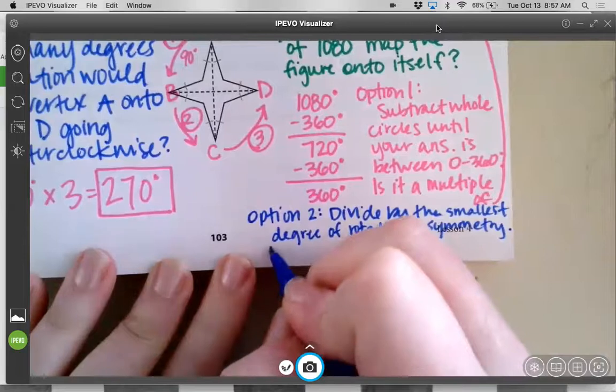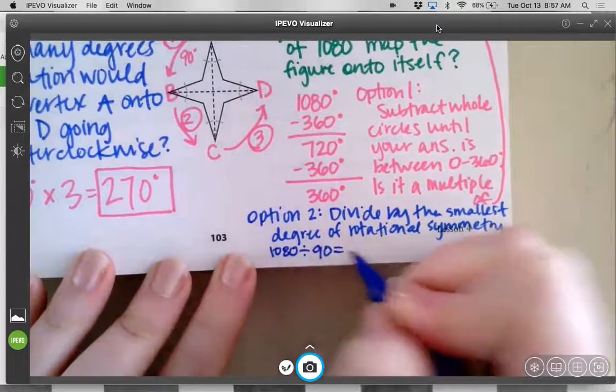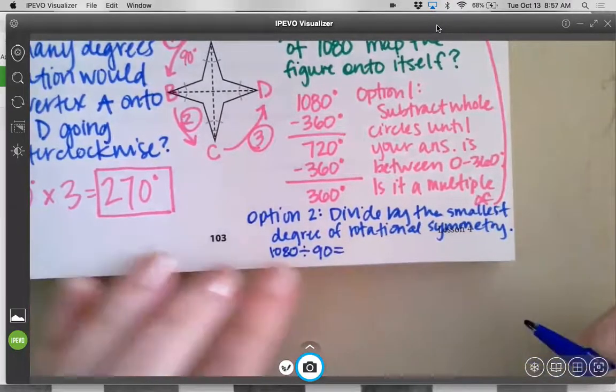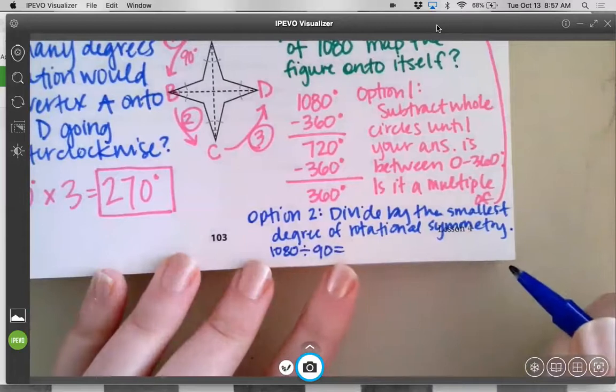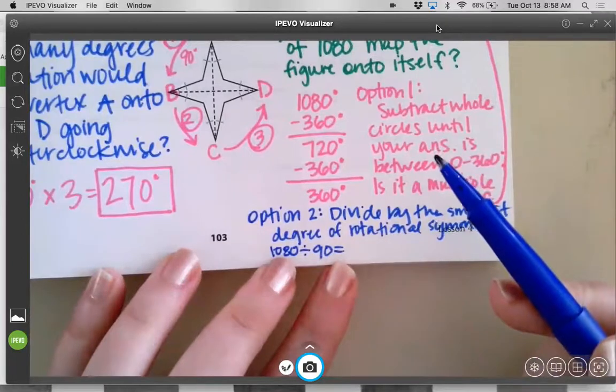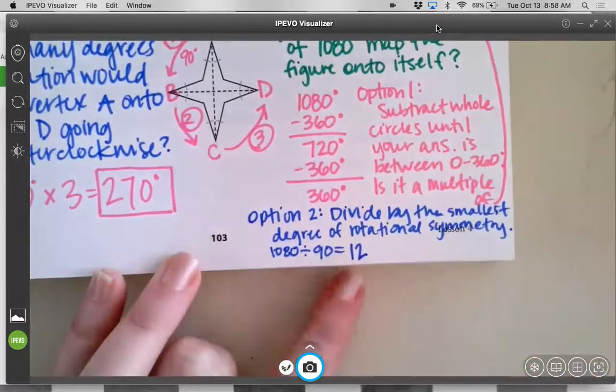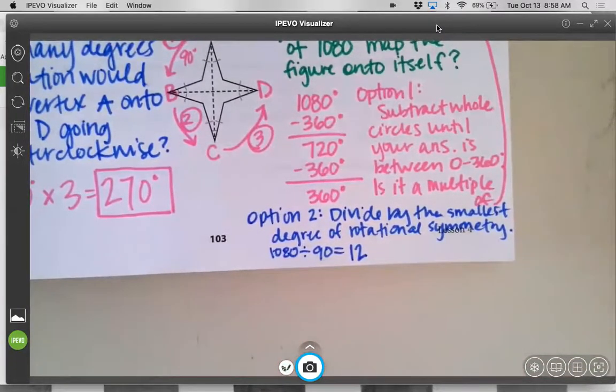So if I take 1080 and divide it by 90, let's say that'd be 4, 8, 12. I think that's 12. I should probably check that. But what that means is 1080 degrees is going to move that point, whichever point I start with, 12 times all the way around the figure. So you can use that to figure out exactly where it does end up.